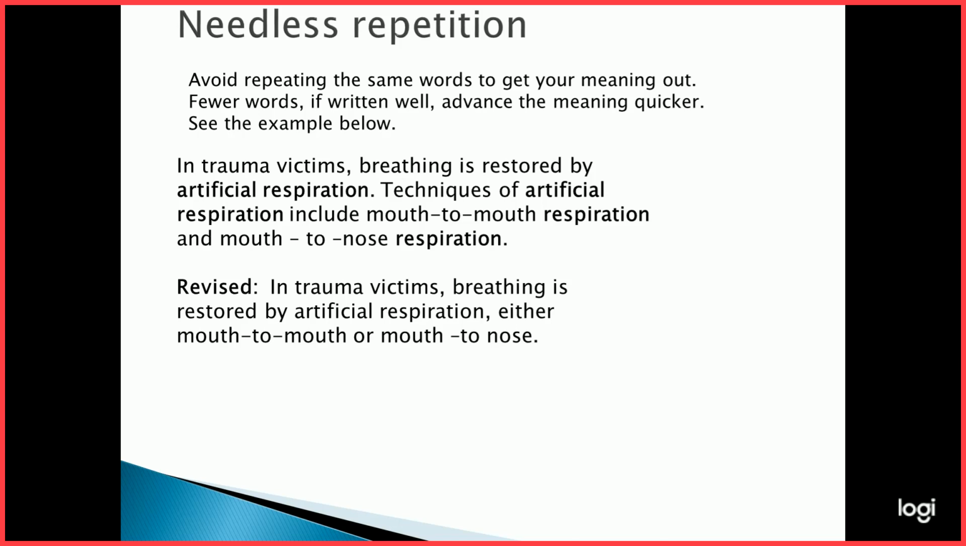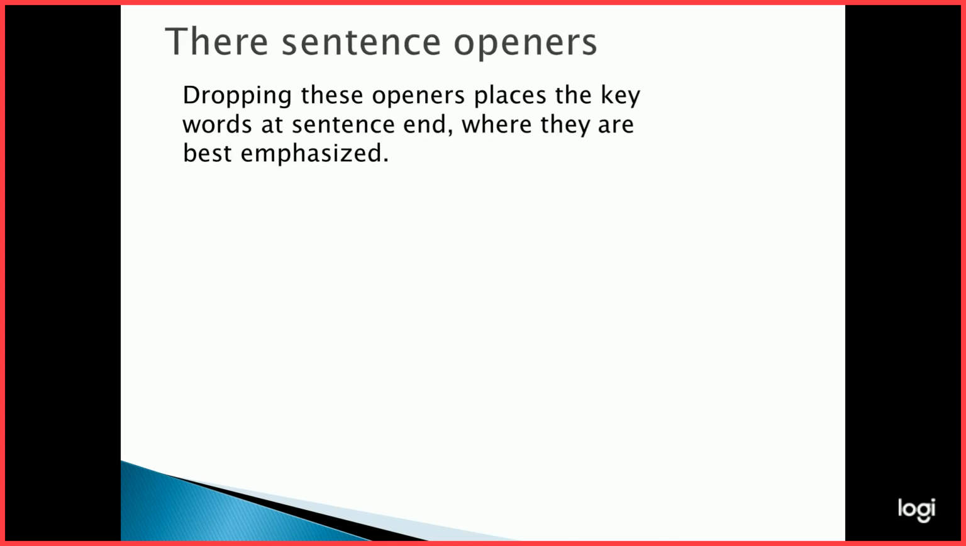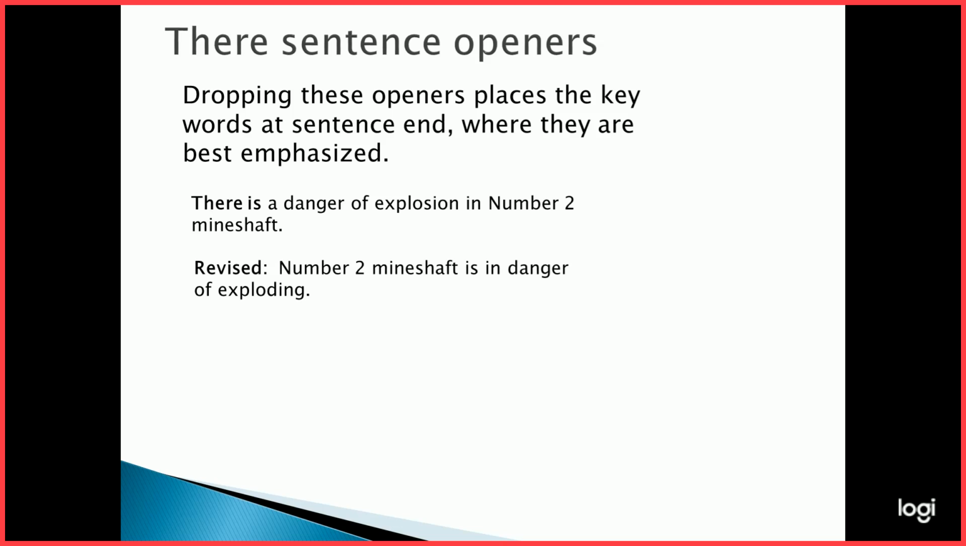Okay? Onward. There sentence openers. Dropping these openers places the key words at sentence end where they are best emphasized. Using there are, there is is just a weak kind of opening, especially if you're doing it a lot. For instance, there is a danger of explosion in number 2 mine shaft. So take there is out of there, and what kind of naturally happens in the reconstruction of the sentence? Number 2 mine shaft is in danger of exploding.